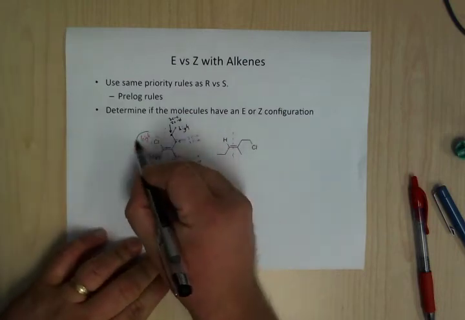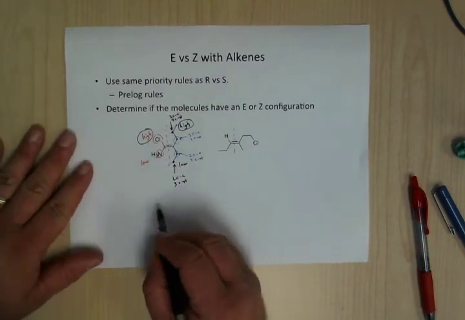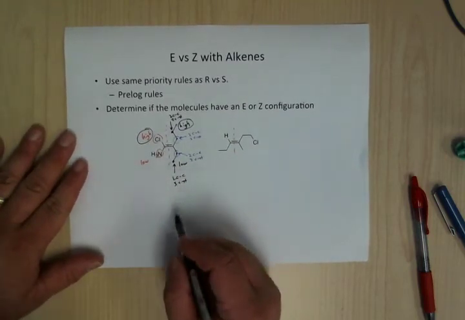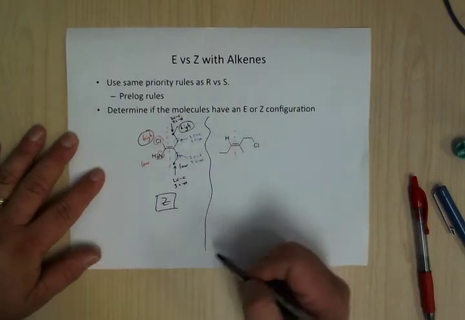Okay, so you look to see where the highs are. Highs are both up, so that means they're on the same side. So it's Z. Okay, do your best bad German accent.